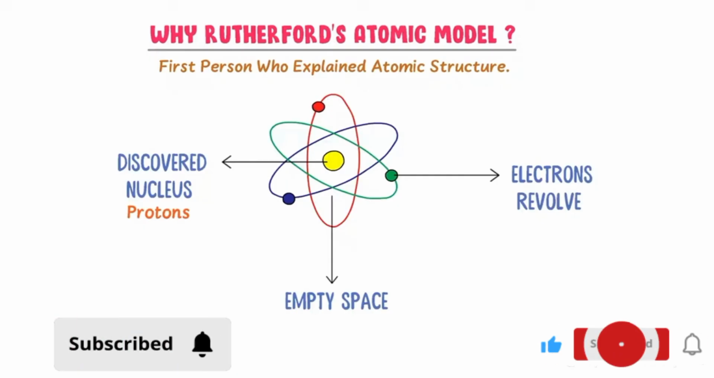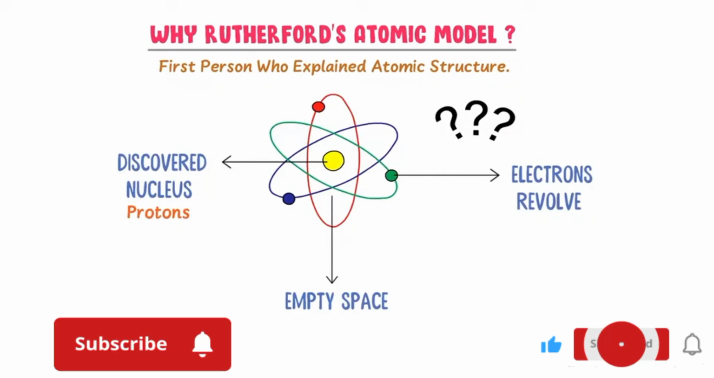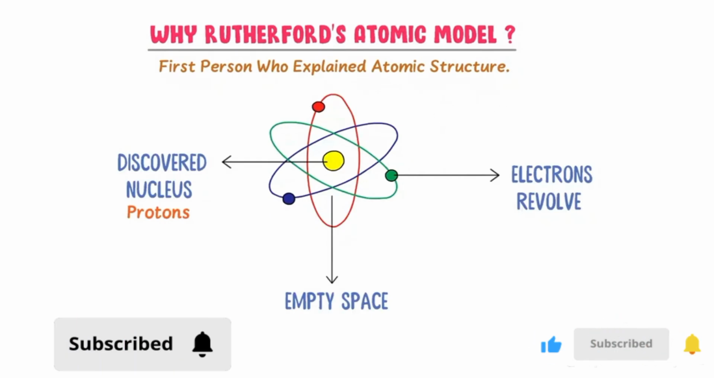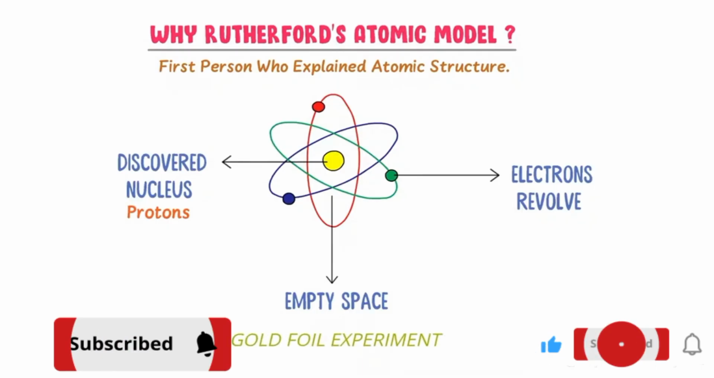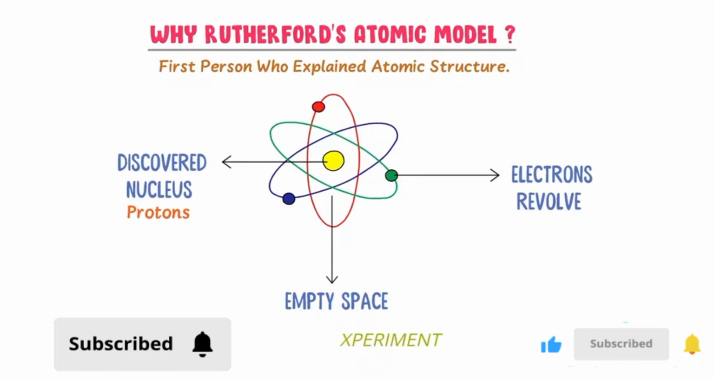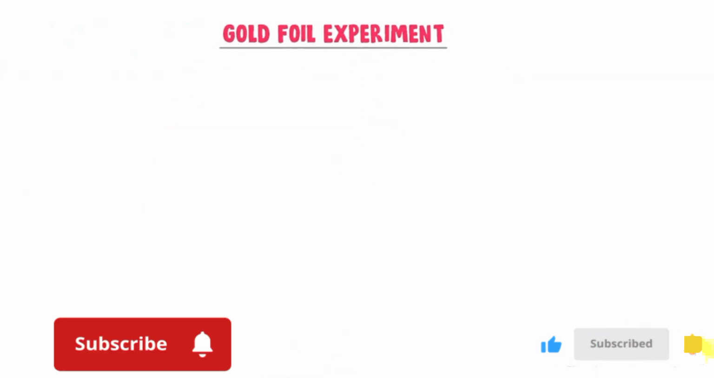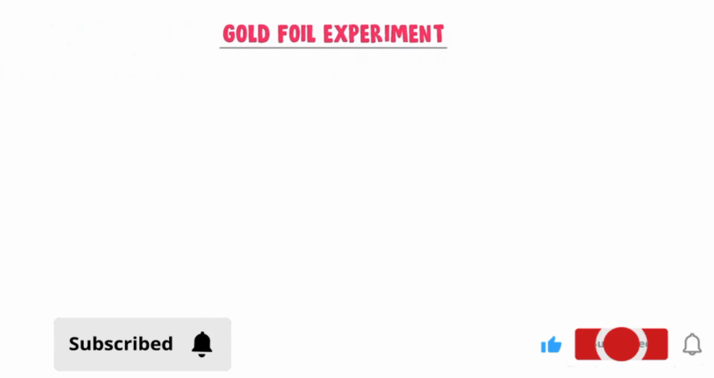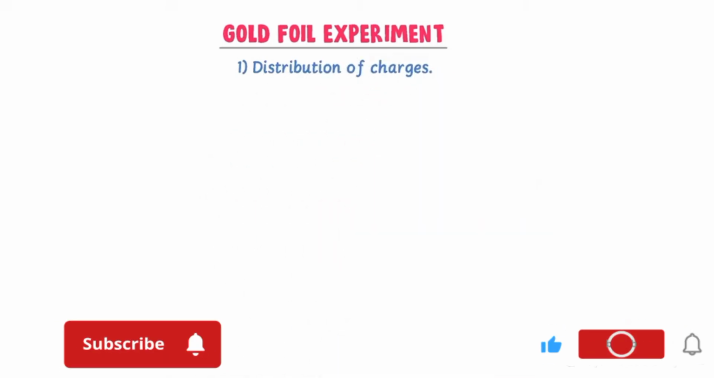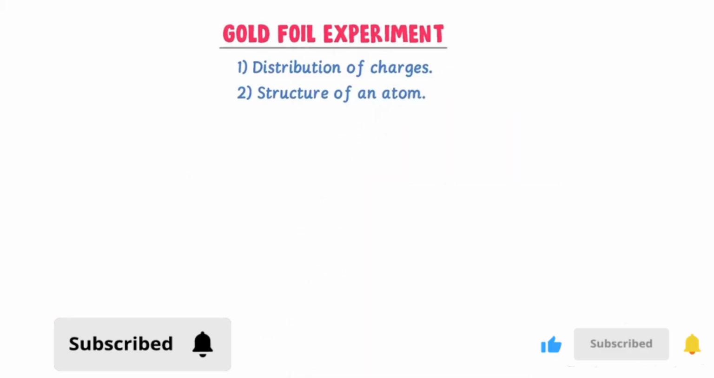Now the question is how he discovered these three facts about the atom. Well, the answer is very simple. He performed the gold foil experiment. Hence we should learn about Rutherford's gold foil experiment. Remember that Rutherford wanted to find two things in his experiment. Firstly, he wanted to find the distribution of charges. Secondly, he wanted to find the structure of an atom.